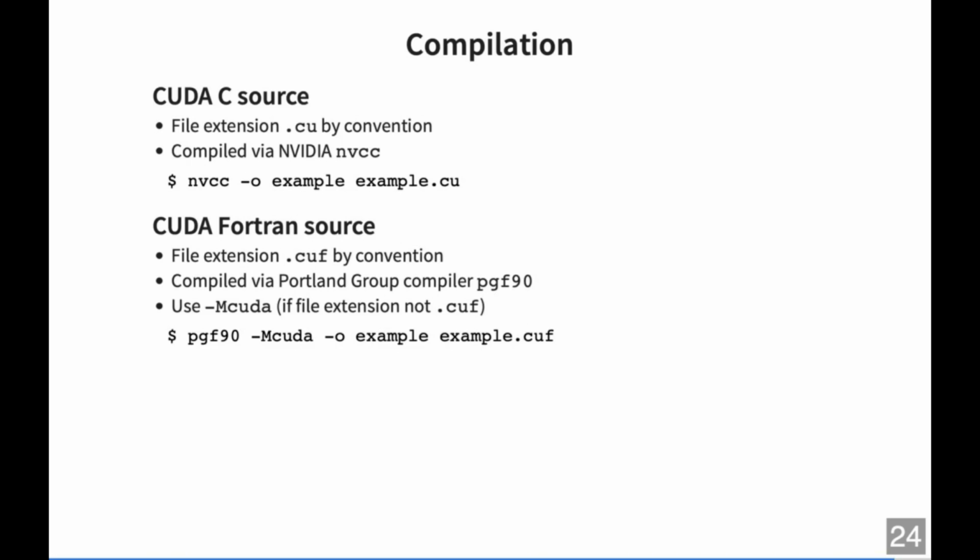A CUDA C code, which conventionally has had the extension .cu, may be compiled with NVCC, the NVIDIA CUDA compiler, to give an executable which will start on the host and run the kernel on the device.